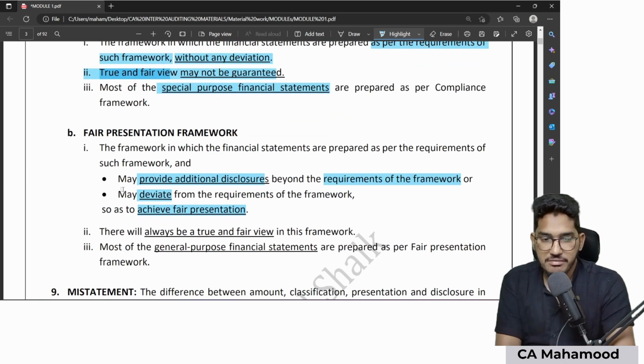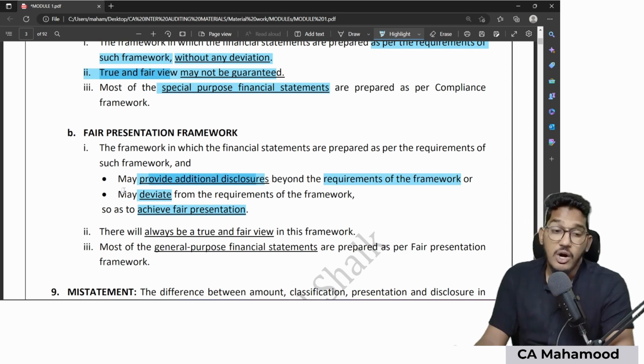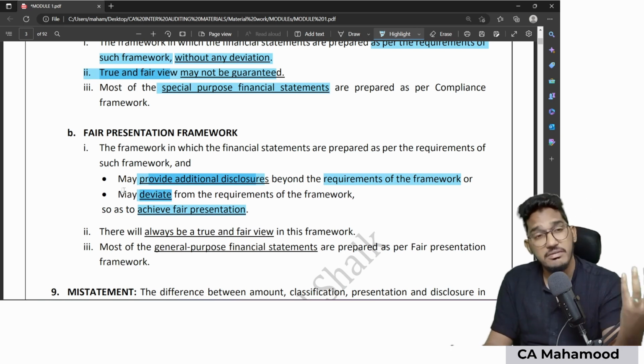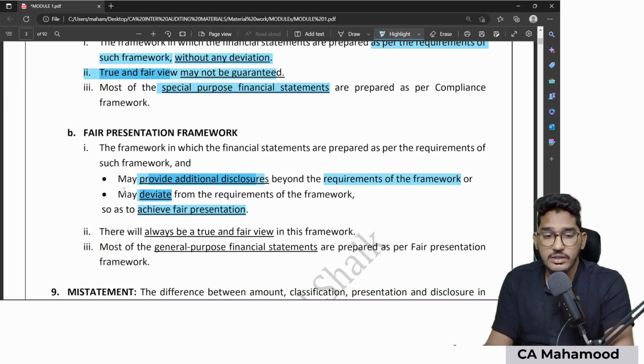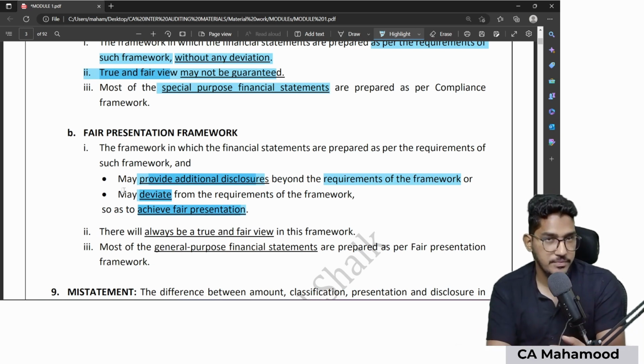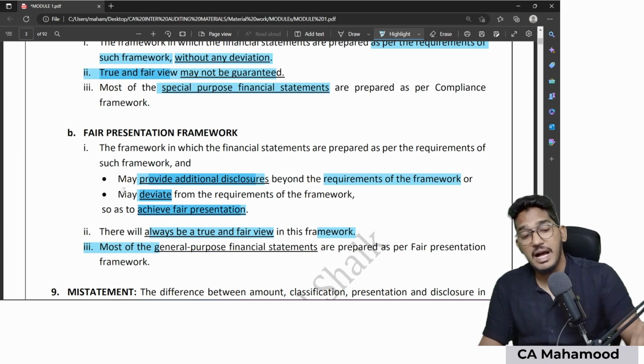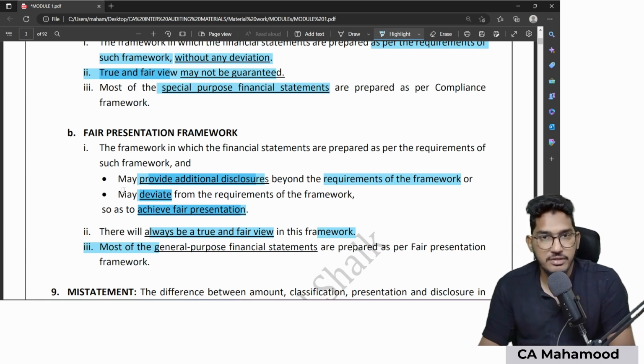Coming to the fair presentation framework, here there will be freedom given for providing extra disclosures beyond the requirements of the framework, or even sometimes freedom to deviate from the requirements of the framework altogether, with the main objective of achieving fair presentation. And in the fair presentation framework, there will always be a true and fair view, and most of the general purpose financial statements are prepared as per fair presentation framework.